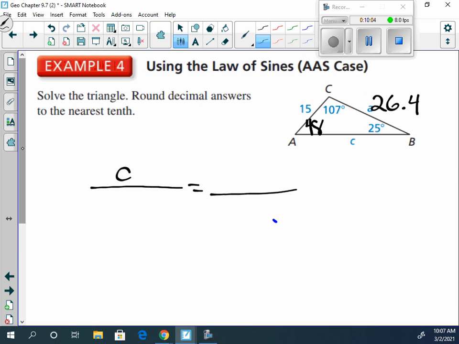So we're going to do this again because we want to find both missing sides and the missing angle. Well, we found one side and one angle. We still need to find the other side, side length C. Well, sine of 107, because 107 is the angle opposite side length C. So that's how we have this set up: side length C over sine of the angle opposite, which would be sine of 107, is equal to what?